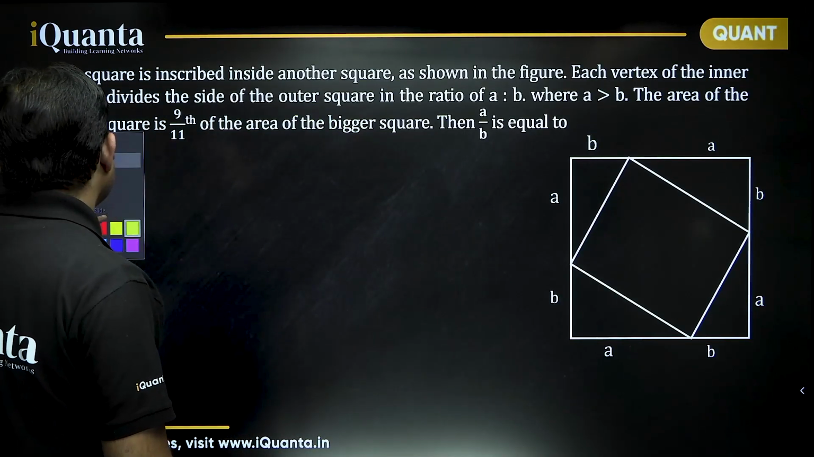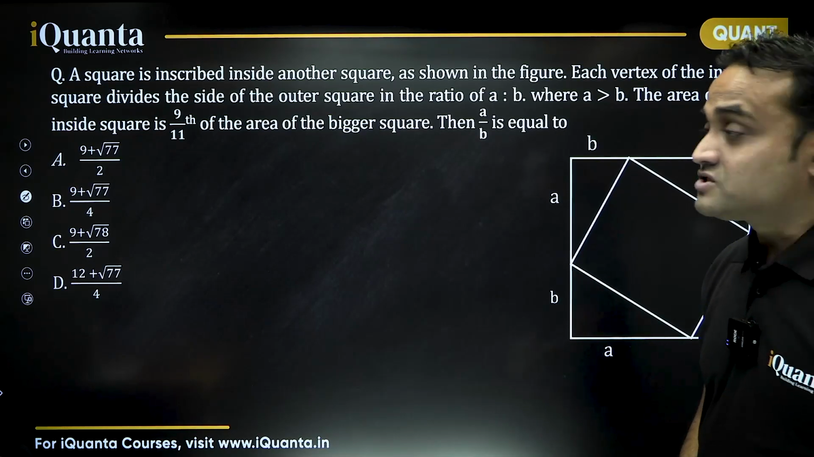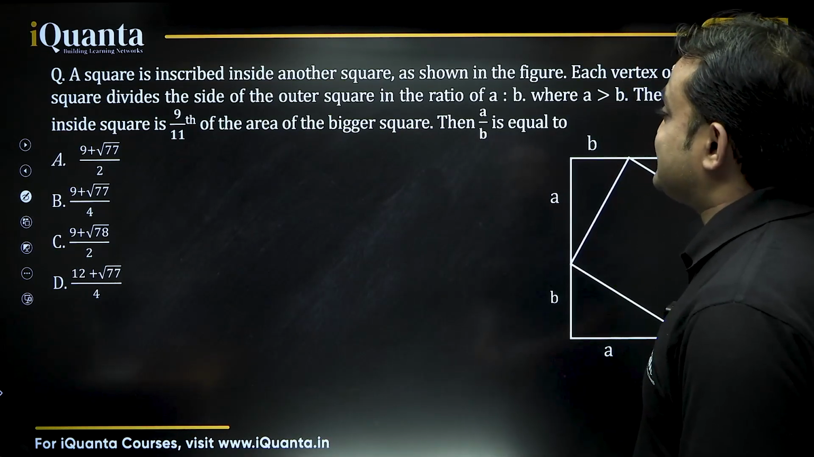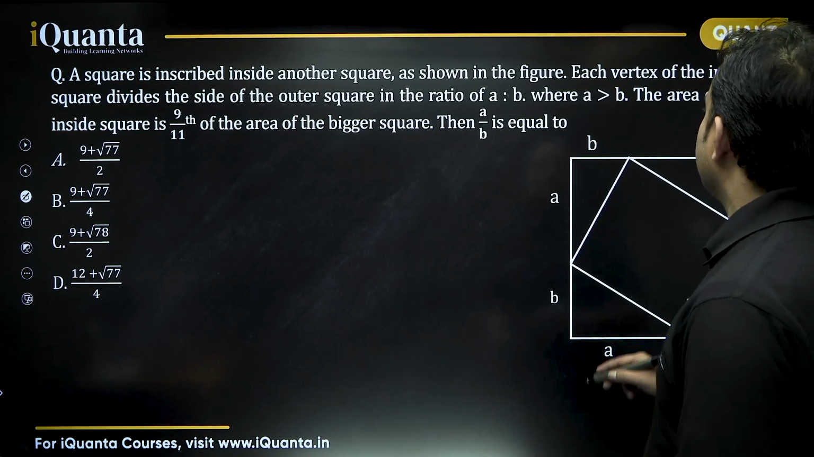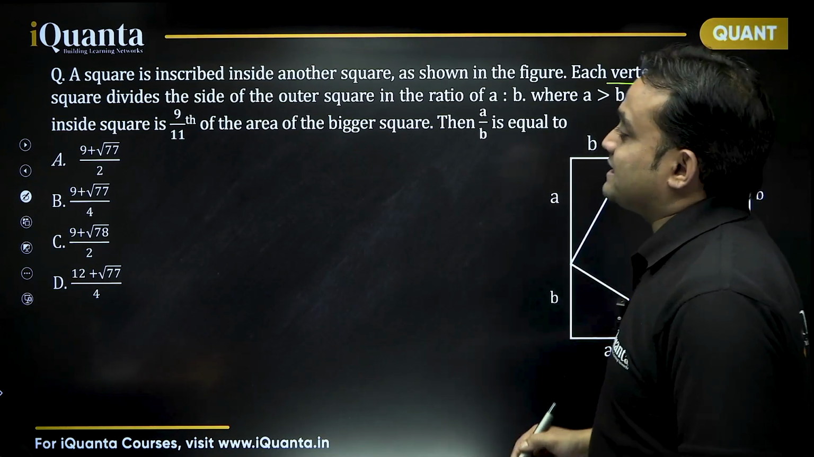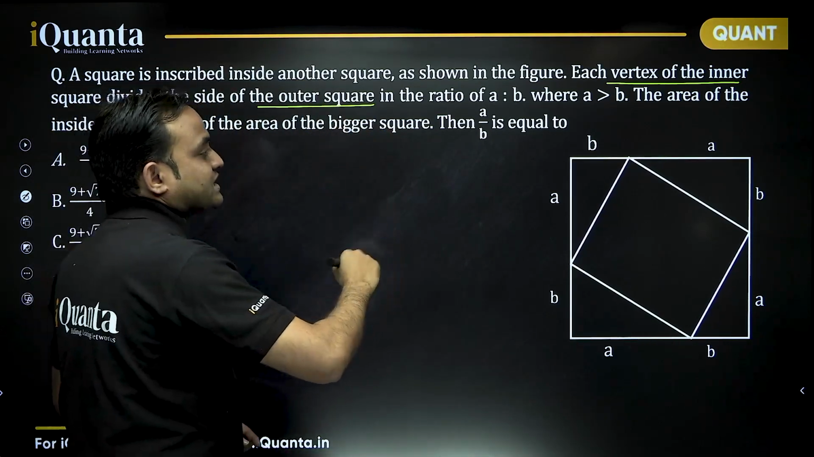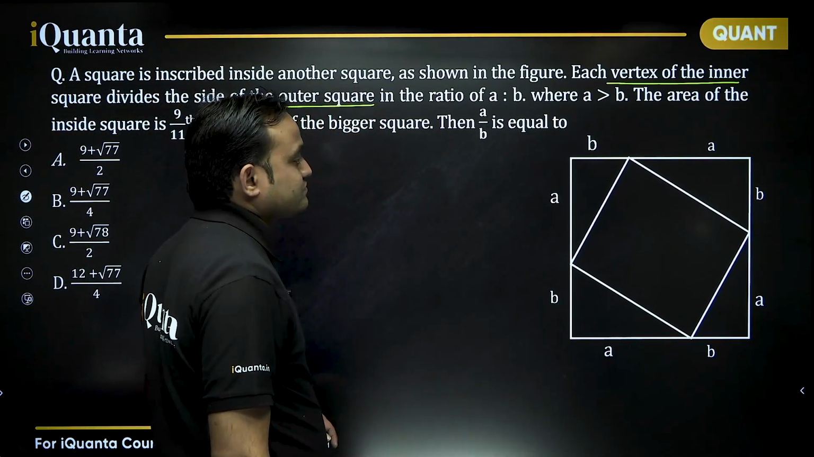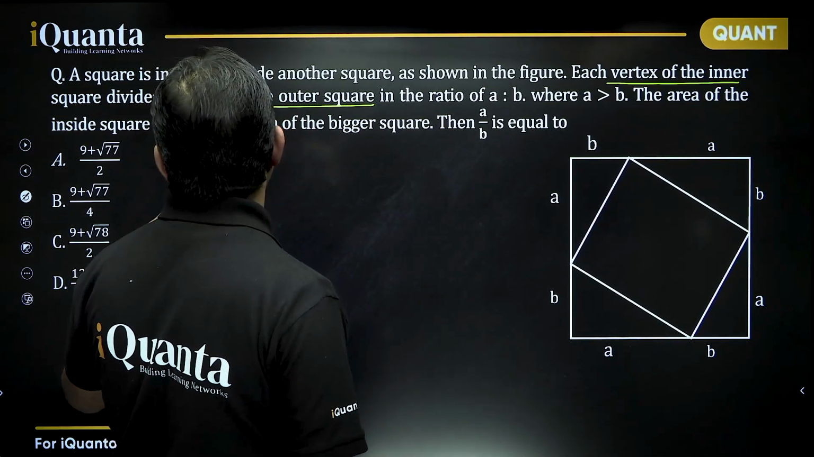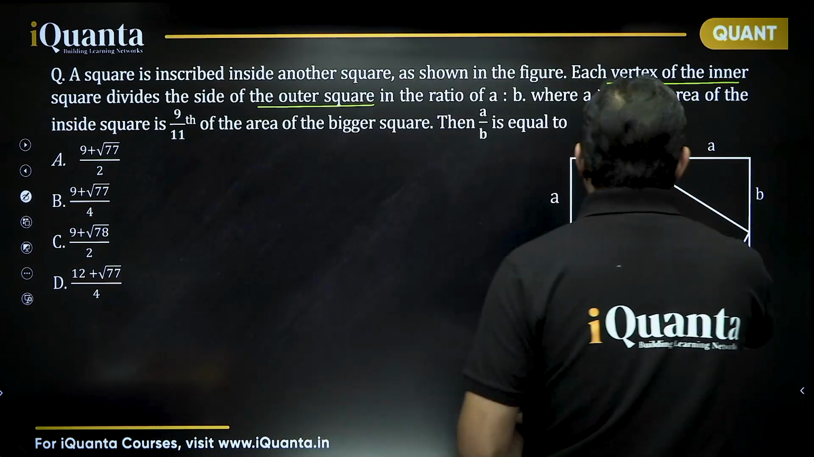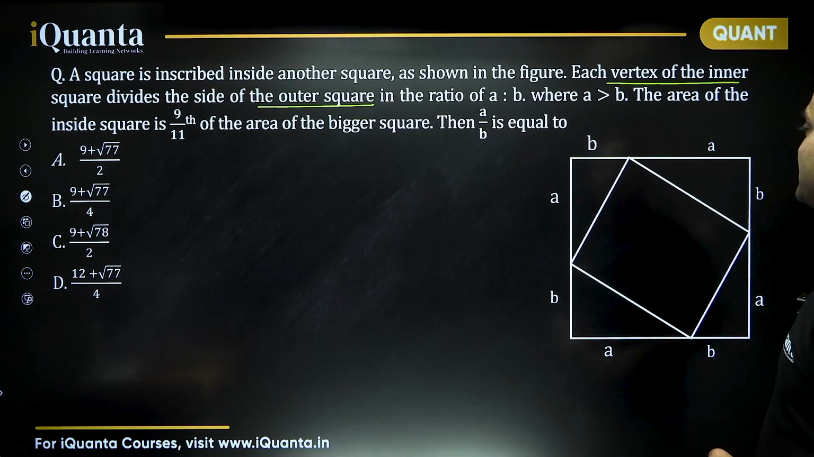Now, next question. It's a really good question based on a square. A square is inscribed inside another square as shown in the figure. Each vertex of the inner square divides the side of the outer square in the ratio of A to B, where A is greater than B. The area of the inside square is 9 by 11th of the bigger square. Then what is A by B?